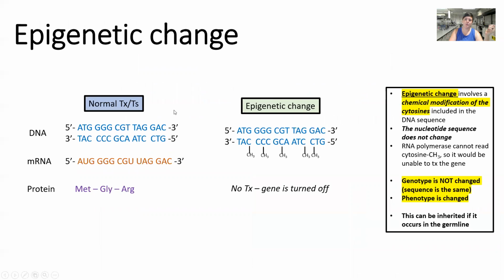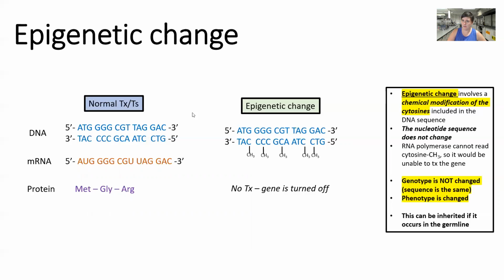So again, on the left, we're looking at normal transcription and translation. What happens with epigenetic change is you have something called methyltransferases. It's a really complicated name. But you have these molecules that basically add methyl groups. In eukaryotes, the nucleotides primarily methylated are cytosines, which is why I have it there.